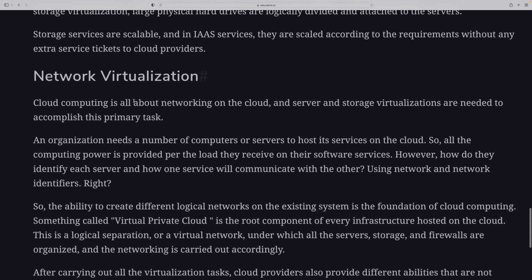Network virtualization is also a very important part. Cloud computing is all about networking on the cloud. Server and storage virtualization are needed to accomplish the prime task. An organization needs a number of computers or server hosts and services on the cloud. So all the computing power is provided per the load they receive for their software services. However, how do they identify each server and how will one service communicate with another? Using a network and network identifiers, right?